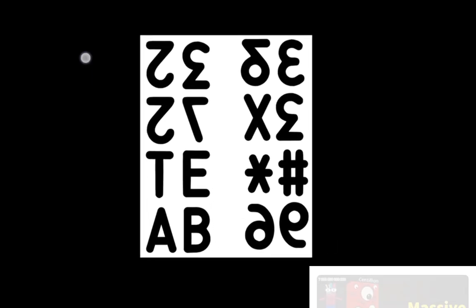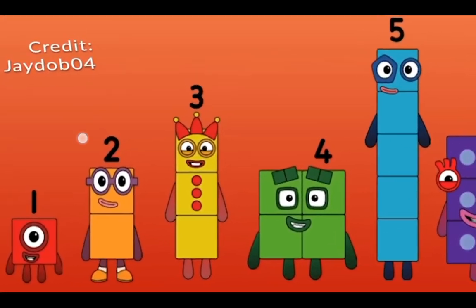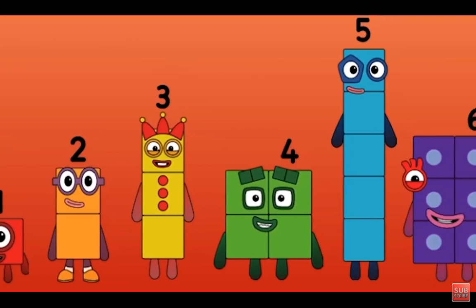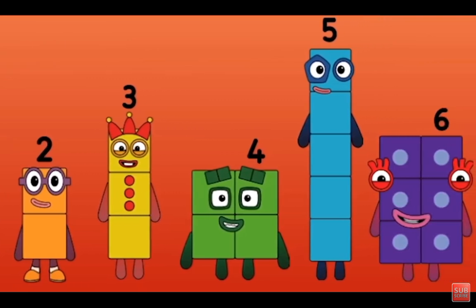Many dozenal enthusiasts use special symbols, like a turned 2 and 3, or letters for these. Commonly, these extra digits are called dec for 10 and L for 11. So, in base 12, you would count something like this. 1, 2, 3, 4, 5, 6. I know, boring so far, but bear with me. 7, 8, 9, dec, L, 1 dozen. In other words, 10 in decimal equals 12 in dozenal.